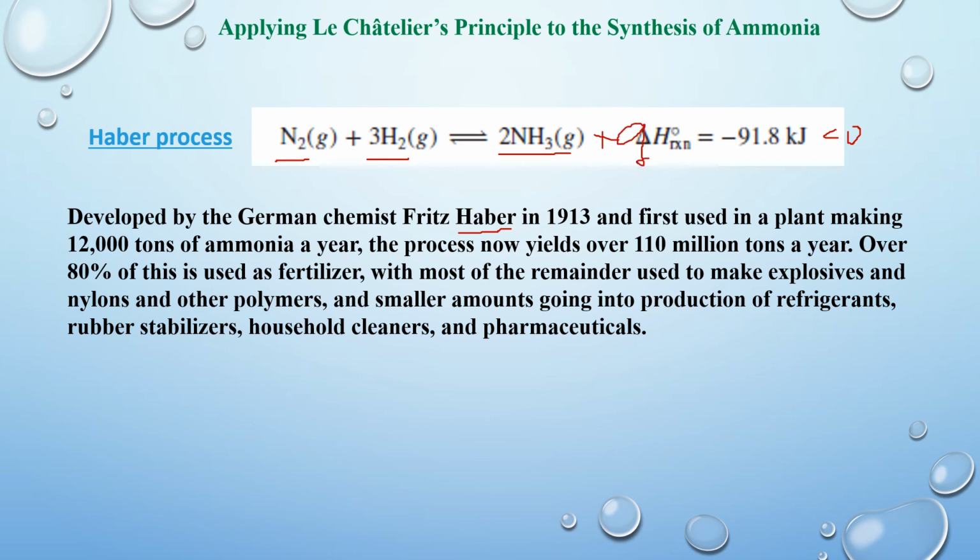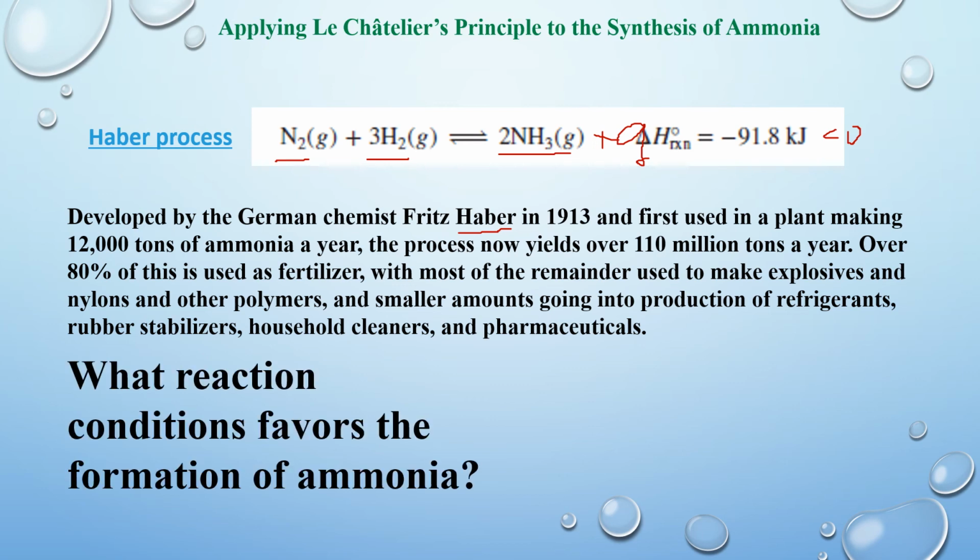Ammonia has been widely used in the making of fertilizers. And right now the whole world is making over 110 million tons of ammonia every year. So my question for you is, if you are the chemical engineer in the industry making ammonia, what will you do to enhance the percent yield, or enhance the formation of this ammonia?